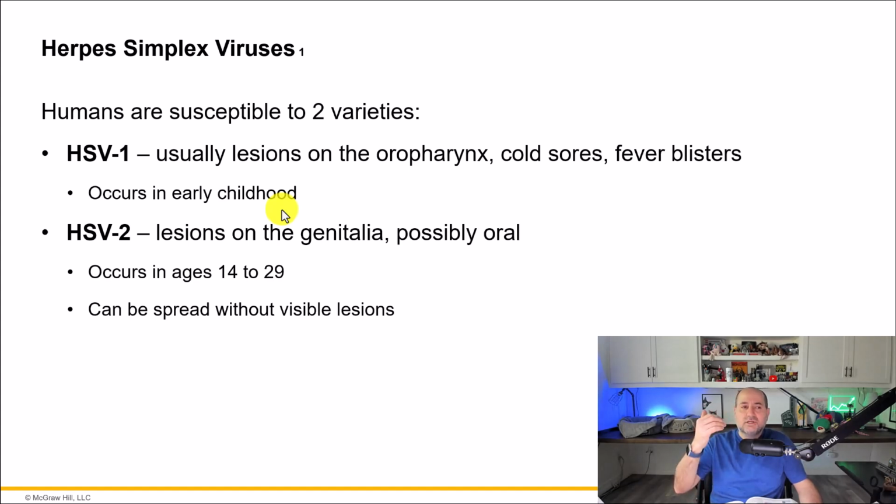But notice how all of these different herpes virus family members have an active phase and then a latent phase and then a recurring phase, right? And that's one feature of these herpes simplex viruses. And HSV2, remember, this is the one that causes herpes lesions on the genitalia and possibly oral lesions as well. It often occurs at ages 14 to 29, and unfortunately, it can even be spread without visible lesions as well.